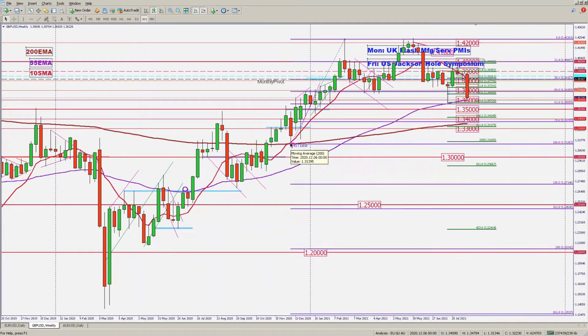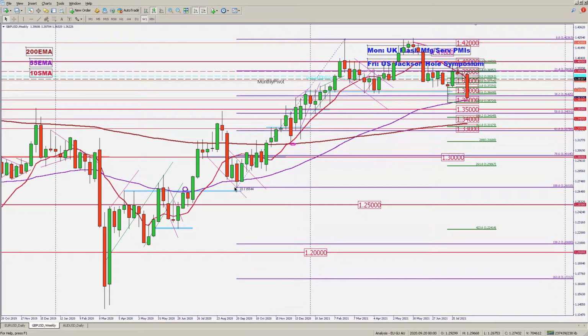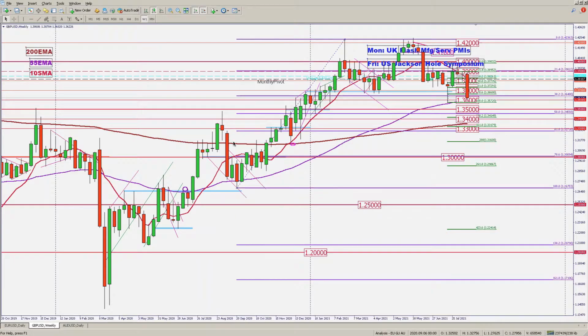So if we extend from this swing low to this next swing low, it's a major swing low here from probably September of last year. Yep, September last year to this swing low at 126.75.